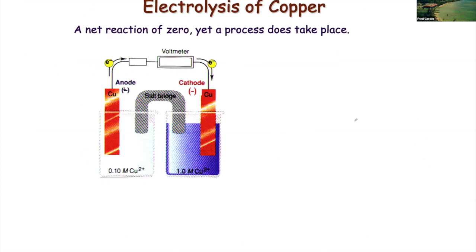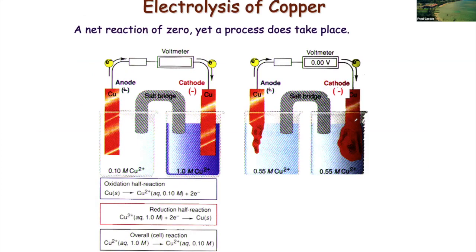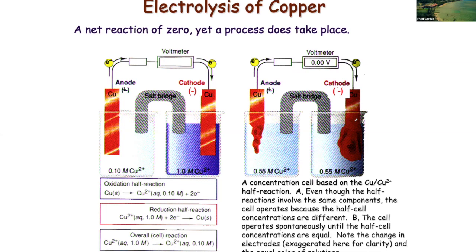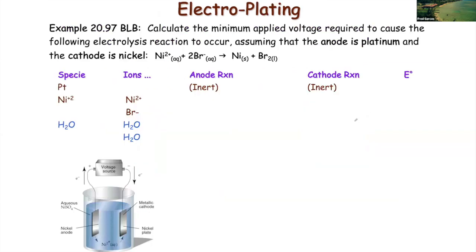I'll do one more. I'll skip this one because this one has a net electrochemical reaction of 0. I'll do this one, electroplating. This is an example of nickel electroplating. We're going to plate these electrodes with nickel, and we'll see whether we can do that, and how much energy we need. So again, the species are nickel ions because that's what's in my solution, and water.